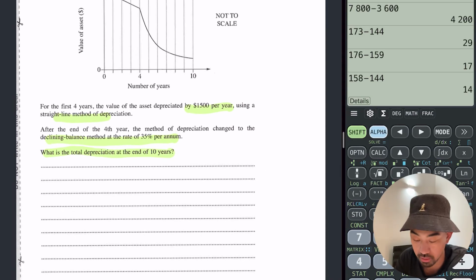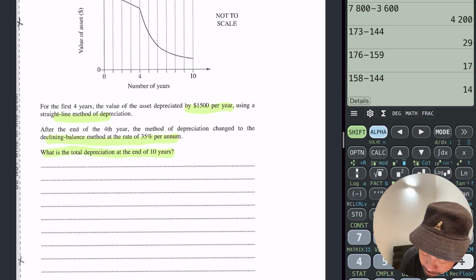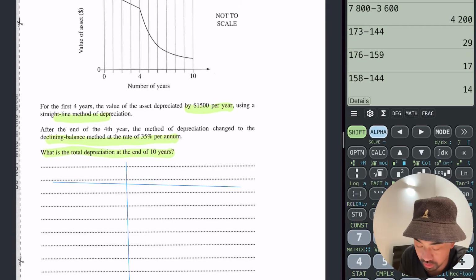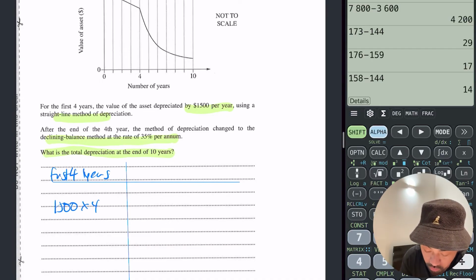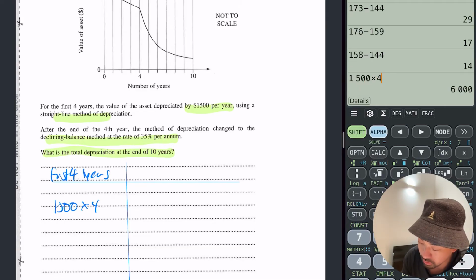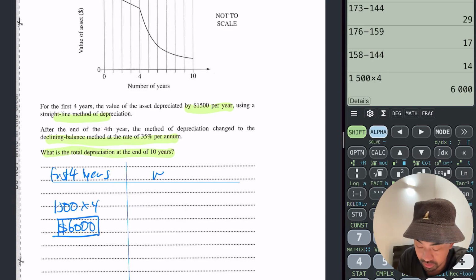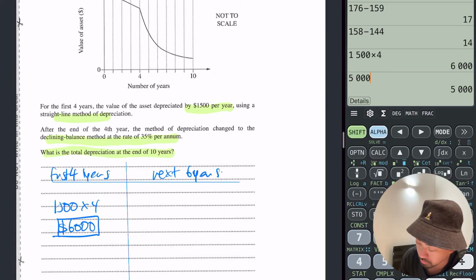Okay, so what's it gone down in 10 years? All right, let's break this down. So I think a table method is really good. So if you guys can get used to doing that, that's great. It's helpful. So first 4 years, it's gone down 1,500 times 4. So it's gone down $6,000 in the first 4 years. And then the next 6 years. All right, so the next 6 years, what's it worth? It's going to be 50,000 minus, so 44,000.